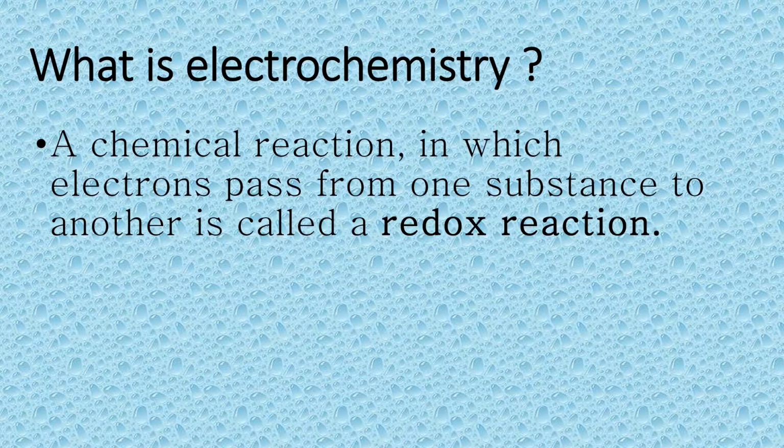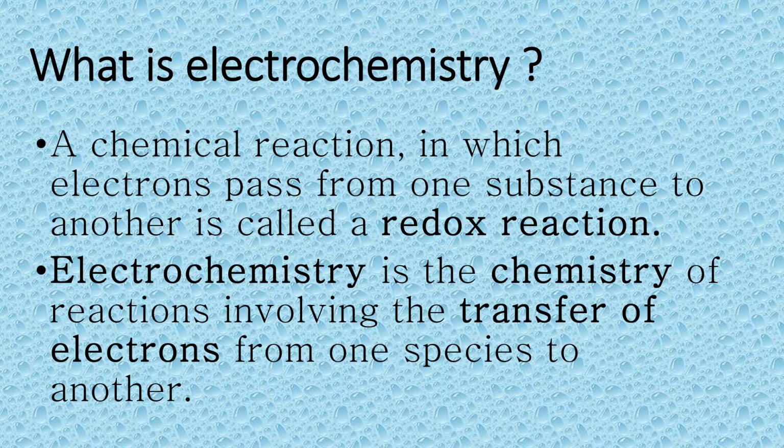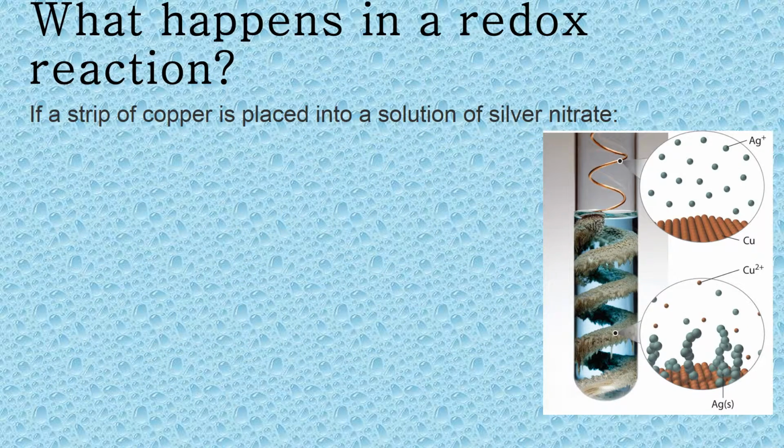So the answer to the question, what is electrochemistry, is it's a chemical reaction in which electrons pass from one chemical substance to another, and we know that those sort of chemical reactions are called redox reactions, when there's a transfer of electrons. Electrochemistry is the chemistry of those reactions that involve the transfer of electrons from one chemical species to another. So really, electrochemistry is the chemistry of the redox reaction. I've got a little picture and an example to explain what happens in a redox reaction.